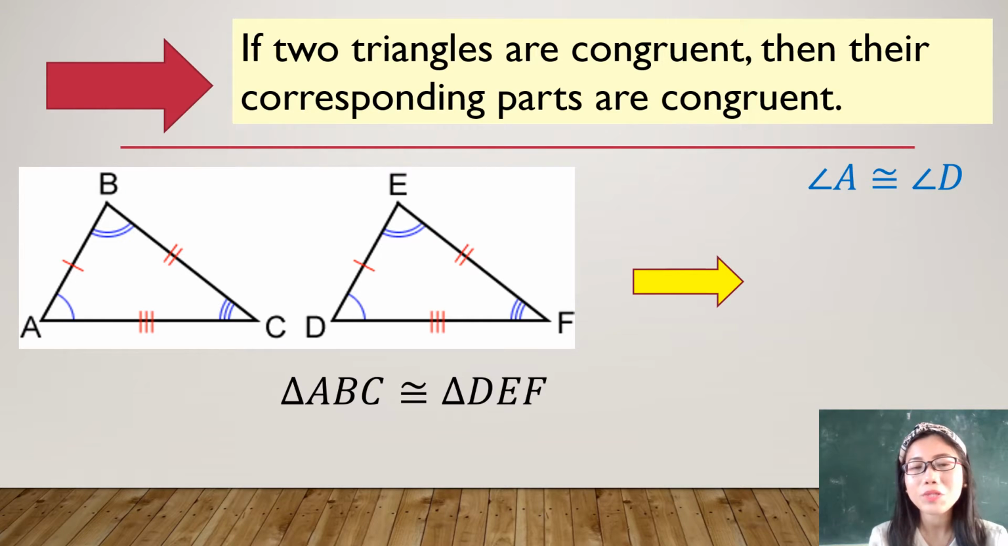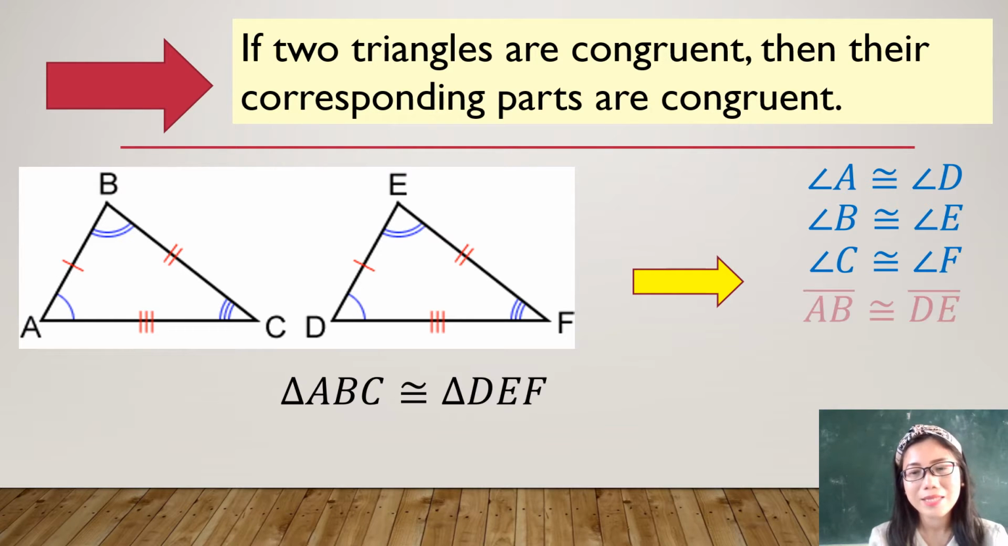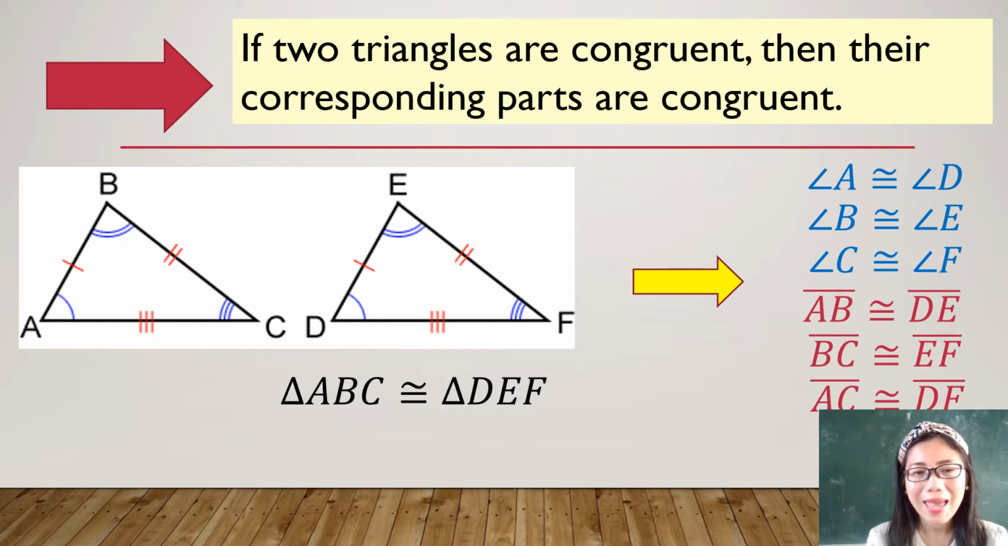It follows that angle A corresponds to angle D, meaning they are congruent. Angle A is congruent to angle D, angle B is congruent to angle E, and angle C is congruent to angle F. And then the corresponding sides are congruent: segment AB is congruent to segment DE, segment BC is congruent to segment EF, and lastly, segment AC is congruent to segment DF.